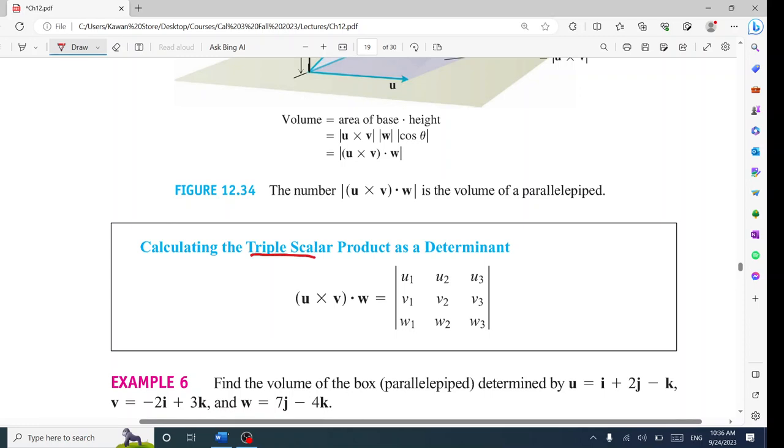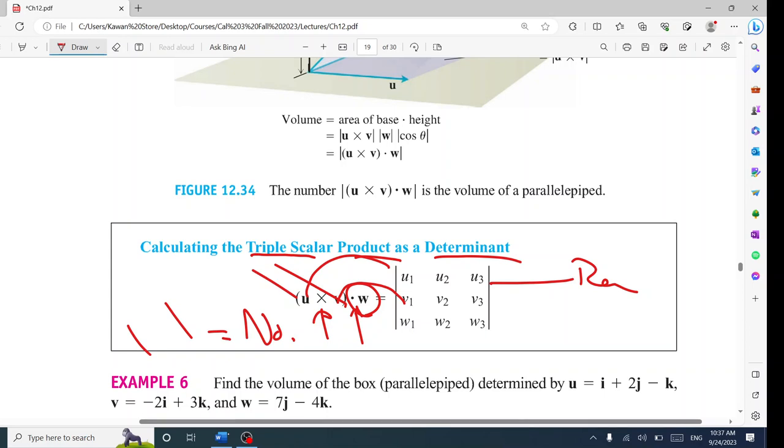Now, the triple scalar product, determinant. We have three vectors together, and between them there are two operations, cross and dot. So how do we find it? Using a determinant: the first row for the first vector, the second row for the second vector, and the last row for the third vector, the dot. The result of the determinant is surely a number, because the cross is a vector, and multiplying by dot gives a number.